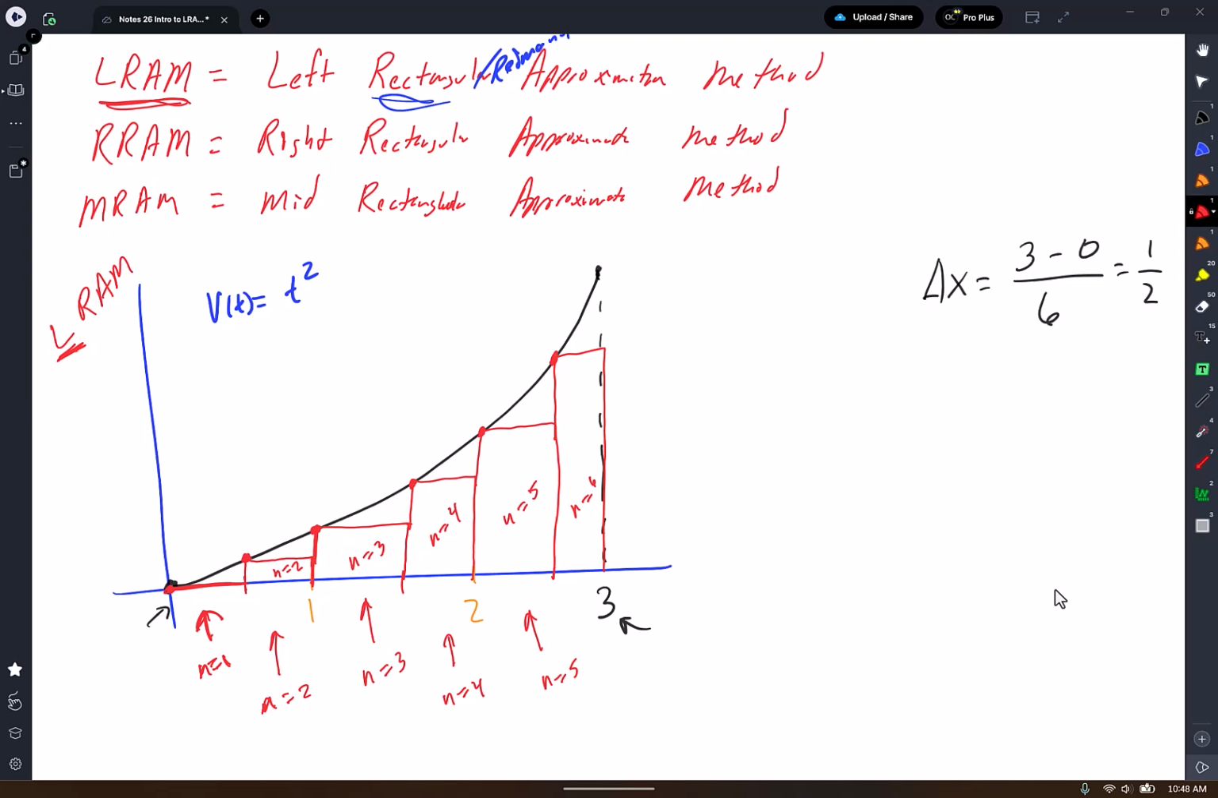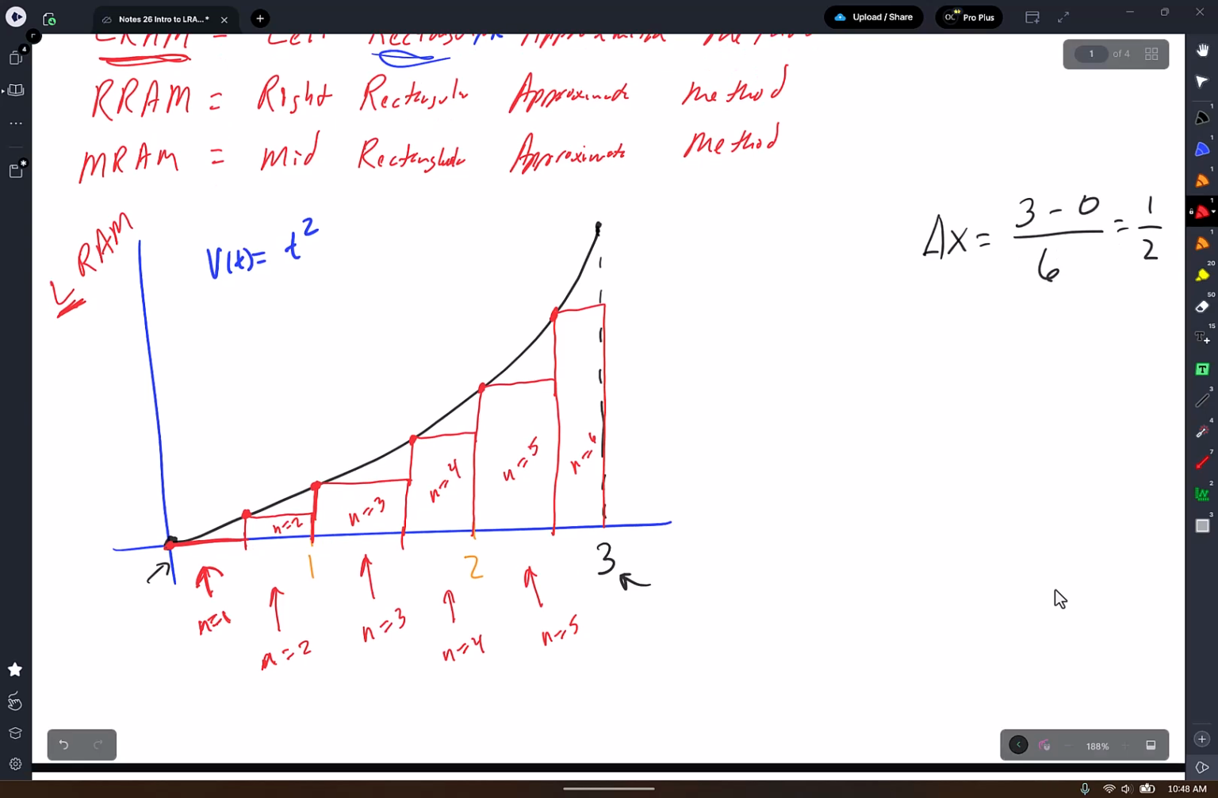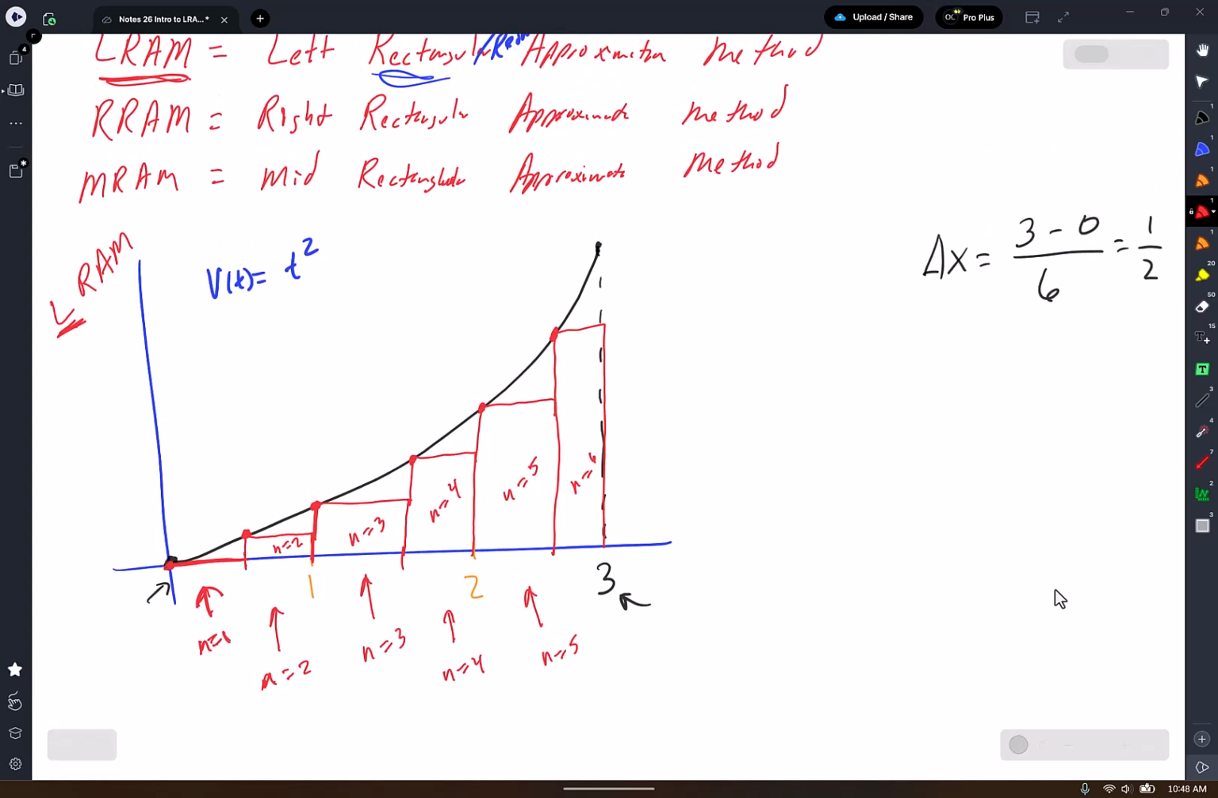How do I find the area of a rectangle? Width times height. That's all I'm going to do over and over again. So let's see. The width of my first rectangle is a half, so I'm going to write area. Area equals 1/2. That's my width. And then the height is dictated by the point on the curve, right? So my height is 0 squared. So 0 on that one.